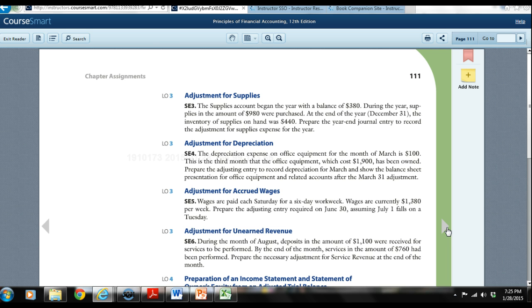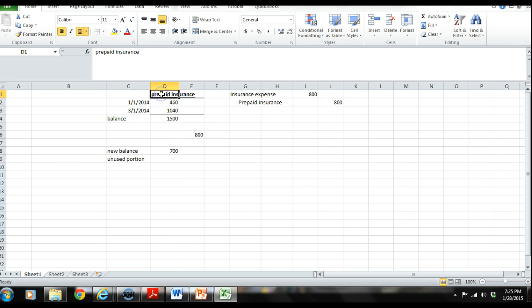SE3. The supplies account began the year with a balance of $380. During the year, supplies in the amount of $980 were purchased. At the end of the year, the inventory of supplies on hand was $440. We need to prepare the year-end journal entry to record the adjustment. So it started with $380, so I'm going to make this supplies, okay? It started with $380. How much did we add to it? $980. So our new balance is $1,360, isn't it?